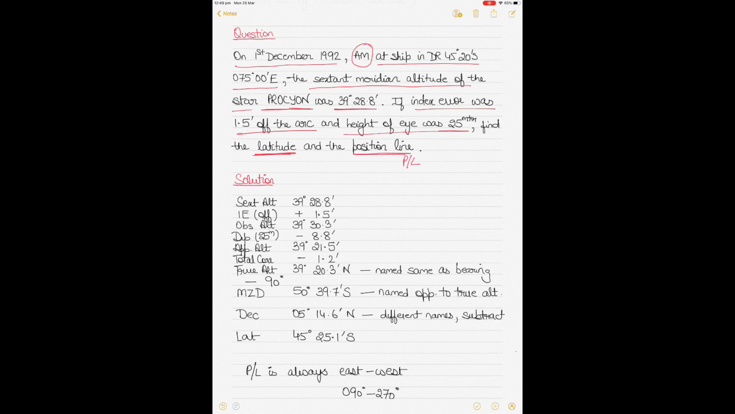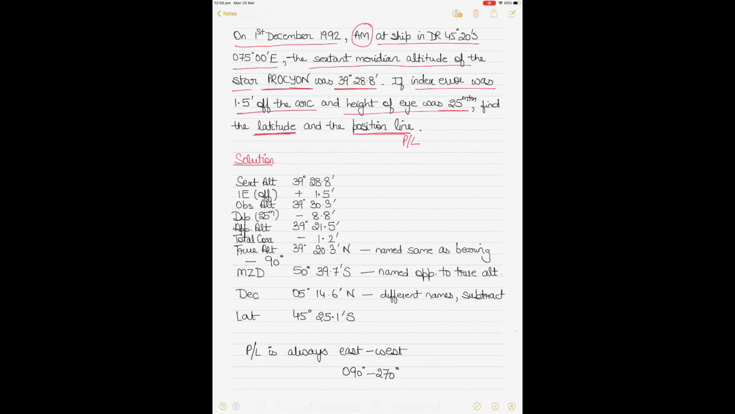Alright, so it's a pretty straightforward question. The tricky part comes later. I'll show you what I mean by that. So let's start solving the sextant altitude. Sextant altitude was 39 degrees 28.8 minutes as given to us in the question. Index error is off the arc, that means I will add the index error. If it was on the arc, I will subtract it. But if it's off the arc, I add 1.5 minutes to the sextant altitude, and I get my observed altitude as 39 degrees 30.3 minutes.